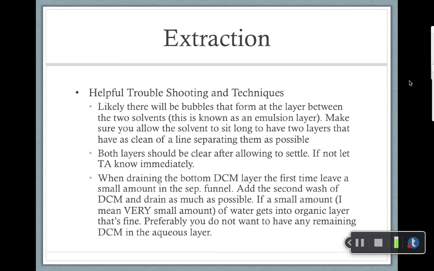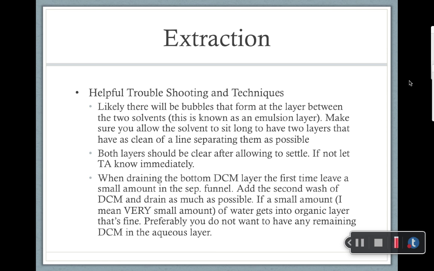That being said, make sure you're letting it sit long enough. Both layers should be clear, so both the water and the DCM. If it's slightly opaque, or translucent is probably a better word, that's okay. But if it is opaque, that is not okay. If you see a lot of things floating around inside of your separatory funnel, that's usually not okay. So you definitely want to let your TA know immediately about those issues if it arises.